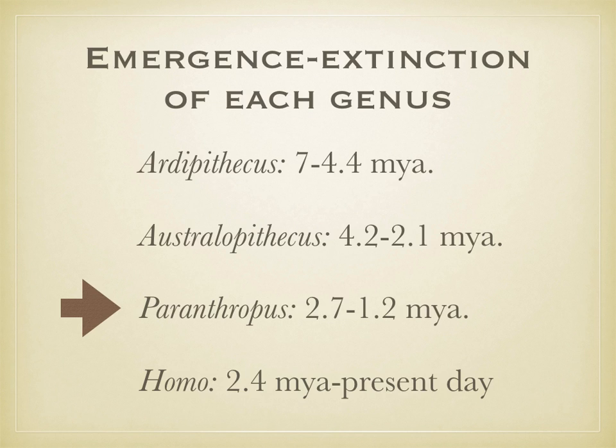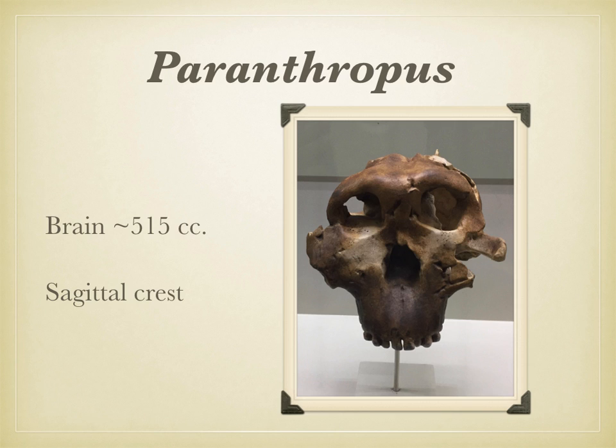Now we'll look at Paranthropus. Paranthropus came on the scene about 2.7 million years ago. As you can see, there is some overlap between Paranthropus and Australopithecus, as there is between Ardipithecus and Australopithecus. Paranthropus had a larger brain, about 515 cubic centimeters was the average.